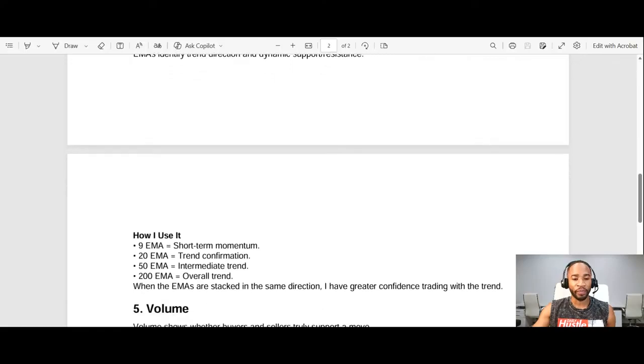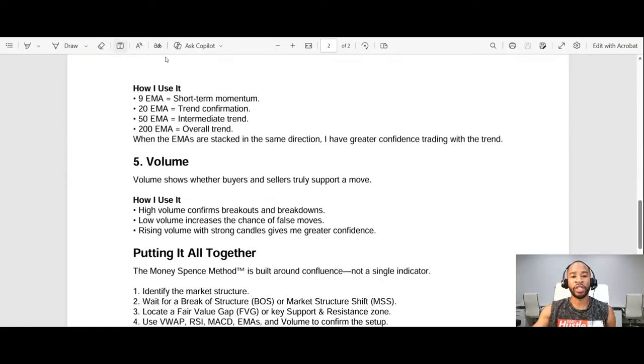How I use it. The 9 EMA, that's my short-term momentum. The 20 EMA, that's my trend confirmation. The 50 EMA, that's my intermediate trend. And the 200 EMA, that's the overall trend for the current day. When the EMAs are stacked in the same direction, I have a greater confidence trading with the trend. That's why I use them consistently on a daily basis.